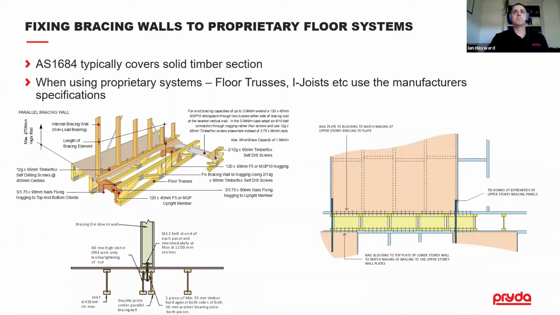Now, if you have proprietary systems, so the 1684 typically deals with solid timber sections. When you're using proprietary systems like floor trusses or I-joist, you default back to the manufacturer's specifications. So you can see some examples here. This is our floor truss system with the bracing fixing for an upper story bracing wall. And here's some typical examples of I-joist fixings. So you can see bolts, blocks, and for perimeter fixings, you've got sheet strap brace on the outside of the walls and nailing into these intermediate blocks.